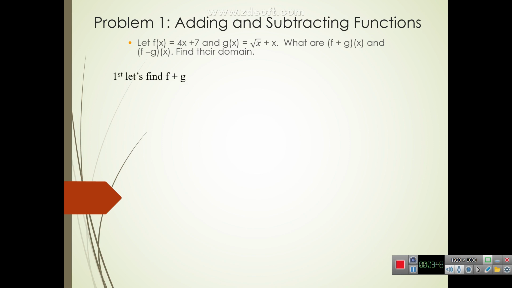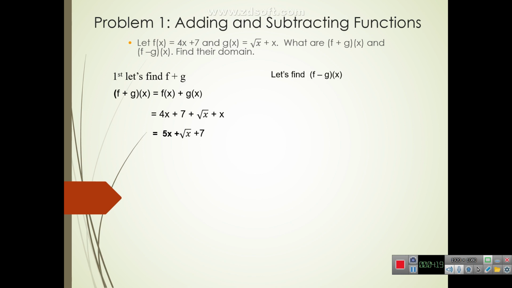First, let's find their sum. From the key concept, we saw that f plus g of x is the same as f of x plus g of x. Substitute f of x and g of x and combine like terms. You get 5x plus the square root of x plus 7. Here, what will be the domain of this function? The domain will be the set of all real numbers which must be greater than or equal to 0. Why? Because we have the square root.